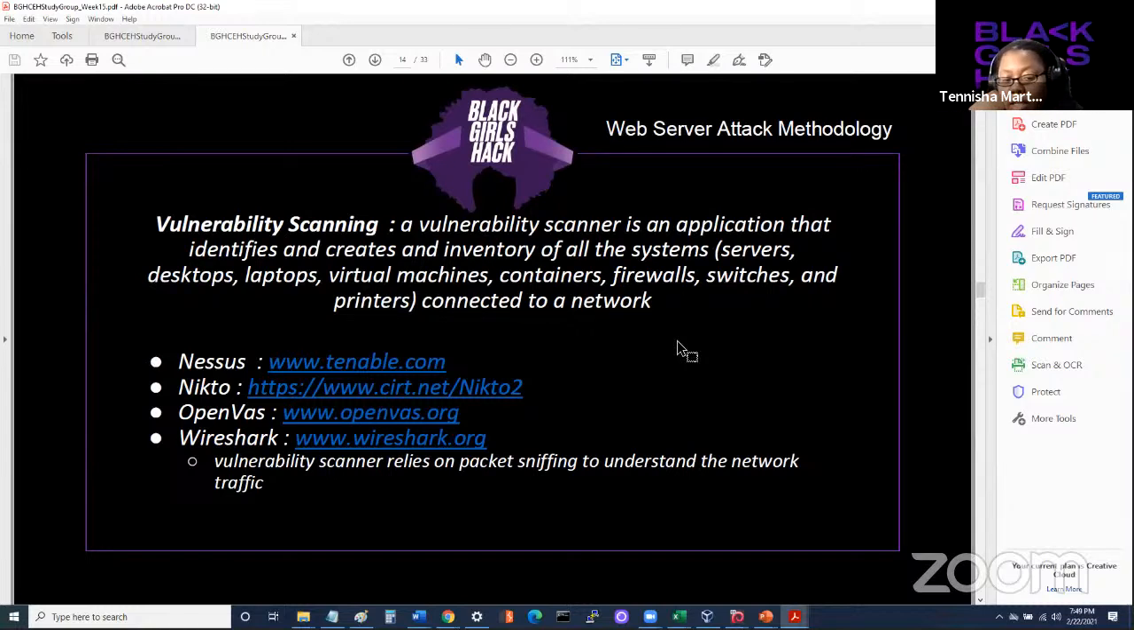I believe we looked at Nikto at some point, and OpenVAS is actually the open source version of Nessus, and it comes default, I believe, on Kali. But I had issues trying to get it to work, which is why I ended up using Nessus. But OpenVAS is definitely an application that you may use. And then also Wireshark. Wireshark allows you to do packet sniffing to understand the network traffic as well as see a lot of things that are going on. So you can try to determine what vulnerabilities are in a network by just looking at the packets.